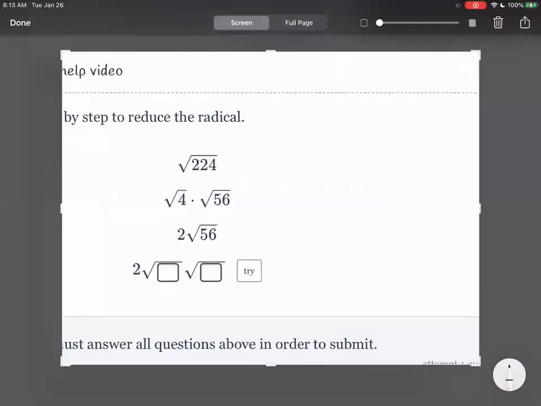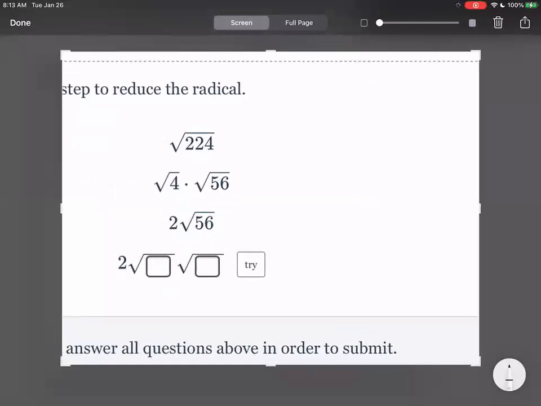So I'm going to screenshot it just so I can write. So what can fit into 56? What perfect squares fit into 56? Will it be 2 squared? Will it be 3 squared? Will it be 4 squared? Let's figure it out. So 2 squared is 4. And let's see if 56 is divisible by 4. So if you try this out, 56 divided by 4 is 14. And so I'm going to have in here 4 and 14 because 4 times 14 is 56. So let's go ahead and enter that in.